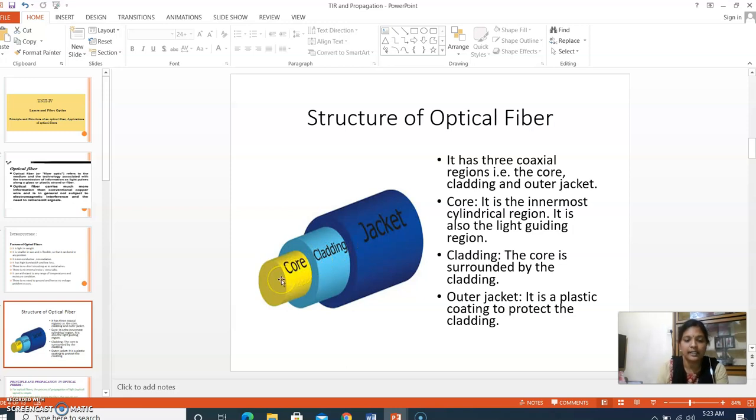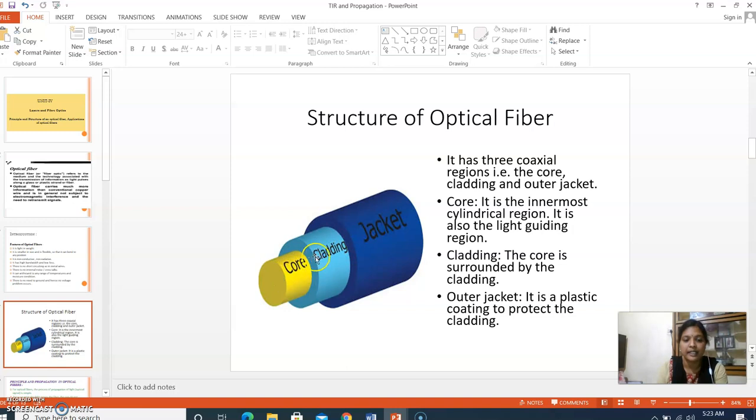Now suppose N1 is the refractive index of the core and N2 is the refractive index of the cladding. In the structure of an optical fiber, for the light to propagate, we need a condition that N1 should be greater than N2, that is, the refractive index of the core should be greater than the refractive index of the cladding.